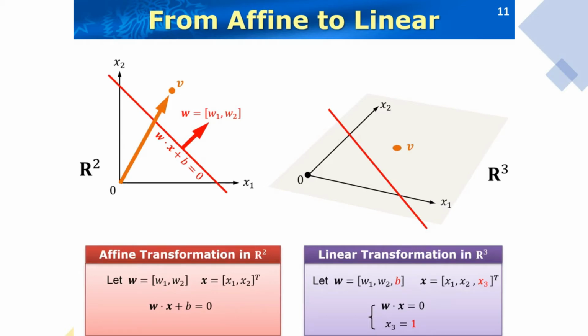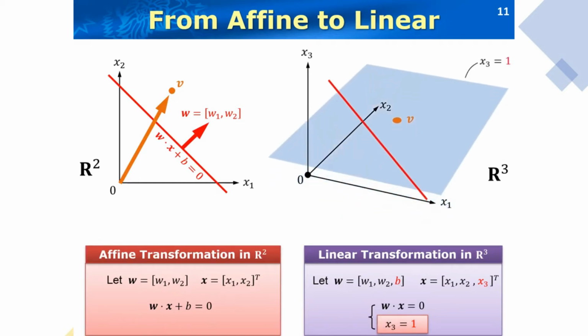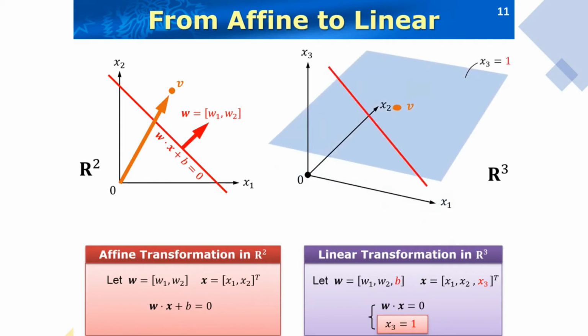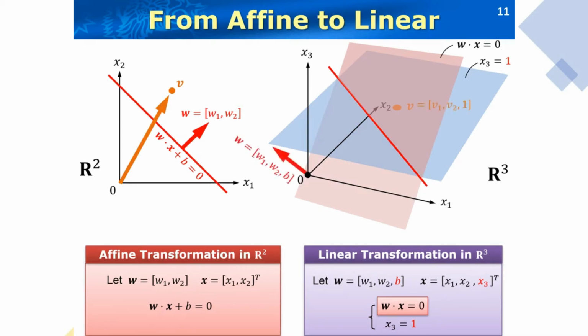In the vector x, we replace the last element 1 with x3 and add another equation x3 is equal to 1. As a result, the red line in 2 dimension becomes the intersection of the two planes in 3 dimension. Now let's visualize these two planes in 3 dimension. The plane x3 is equal to 1 is shown in blue color, which is parallel to the plane spanned by x1 and x2. We can project the red line and the given point v onto this blue plane.